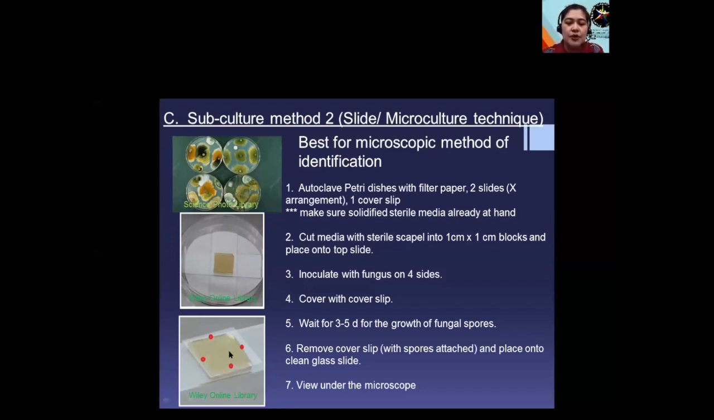And then you put on the cover slip. Okay? And then we wait for 3 to 5 days. So after 3 to 5 days, yung cover slip lang po ang ating tatanggalin. May mga nakadikit na po na spores doon. Okay? Ilalagay lang po natin siya sa glass slide, ready for viewing na po under the microscope.